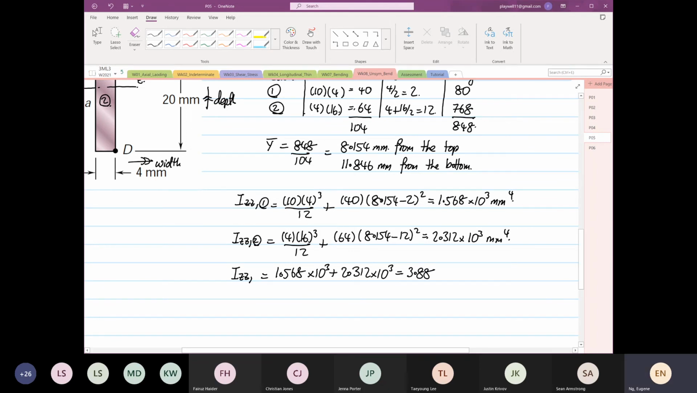Could it be tensile if the axial load is present? If the axial is tensile, the answer is yes, but it has to be purely tensile, and the offset distance, the E distance, has to be very small. So Izz is 3.88 times 10 to the power 3 millimeter 4, or 3.88 times 10 to the power minus 9 meters 4.